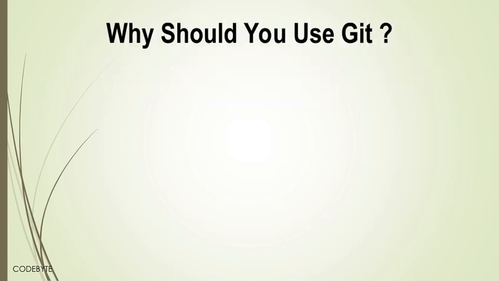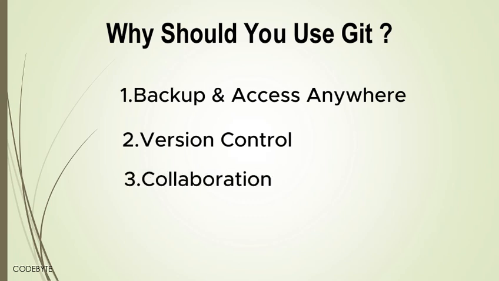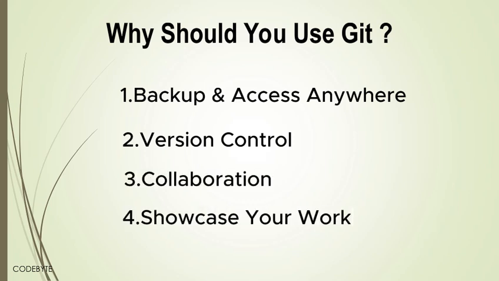Now you may be wondering why you need Git and GitHub if VS Code can automatically save your code. One of the reasons you need Git and GitHub is for backup, and you can access it anywhere. Just imagine you saved all your files in VS Code and your laptop crashes. That's going to be a lot of headache for you. So with GitHub and Git, it automatically saves your code. It's stored somewhere safely online.